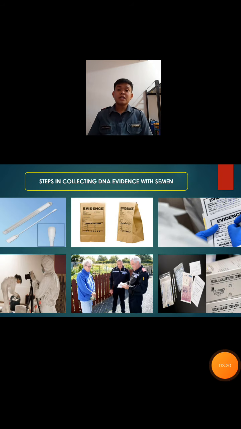And now, steps in collecting DNA evidence. First step, absorb suspected liquid semen on a clean cotton swab, air dry the swab, and pack in a clean envelope with sealed corners. Second step, submit small and dry suspected semen-stained objects to the laboratory, packed in a clean envelope with sealed corners to protect them from stain removal.